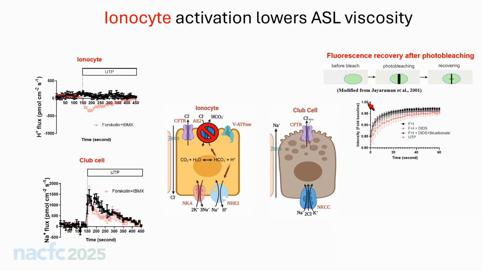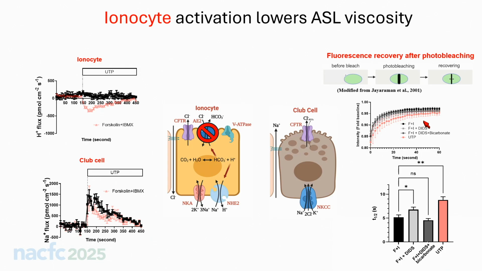So we got this cartoon that just shows that. There's a photobleach here, then it recovers, and we measure the half time it takes to recover 100%. We plot that as an estimation of viscosity. You see with forskolin and IBMX, it takes about 5 seconds to recover. If we put DIDS, it takes longer, about 7 seconds. If we put DIDS but include external bicarbonate, it recovers back to 5 seconds, and UTP makes it quite viscous. So with this data, we believe that we are showing that the ionocyte is producing bicarbonate, and the bicarbonate plays a role in determining the viscosity of the ASL.